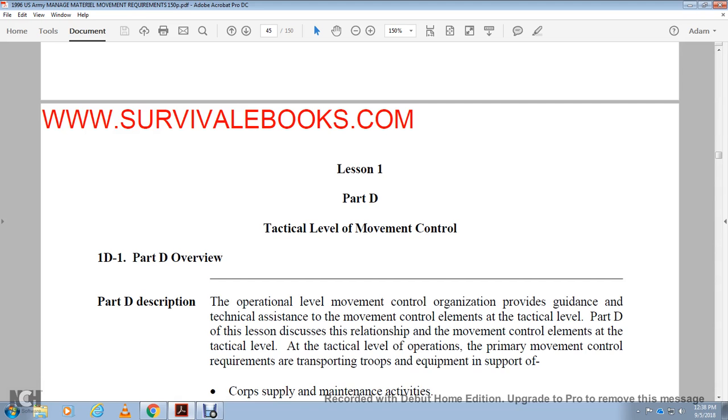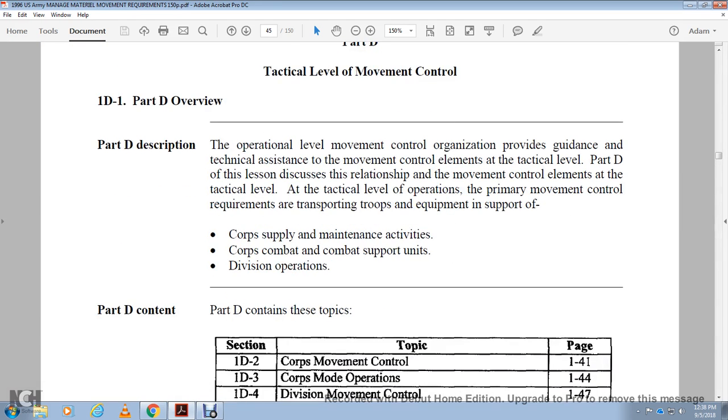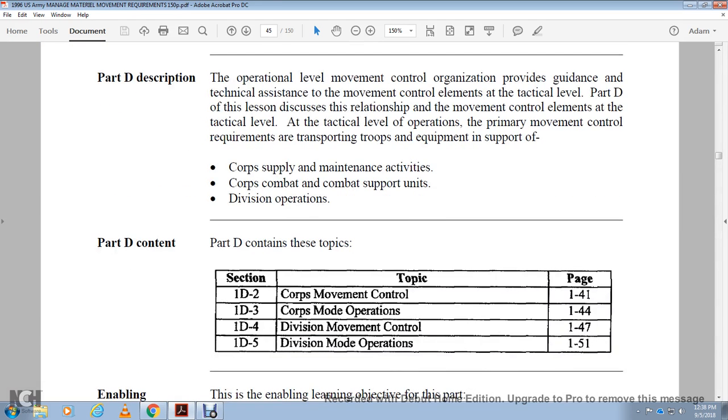level of operation: primary movement control, the transportation requirements for troops, equipment, and support of corps supply and maintenance activity, corps combat support units, and division operations. Part D is contained within these sections: corps movement control, corps mode operation, corps division movement control, and division mode operation.